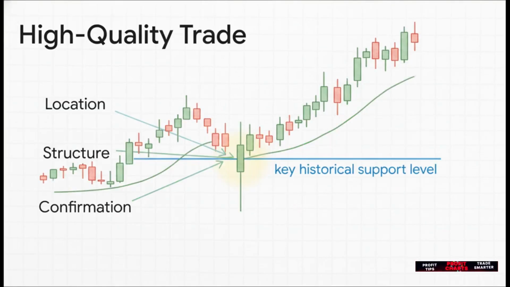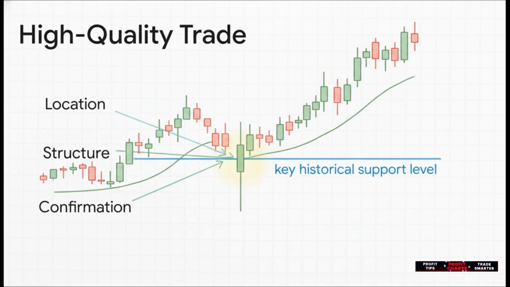But just touching the band isn't quite enough. We're looking for what traders call confluence, where a bunch of different factors all line up and scream the same thing. So here's our checklist. First, location. Does the price pull back and touch the Supertrend band? Check. Second, structure. Does that exact spot also line up with a major horizontal support or resistance level from the past? Check. And third, confirmation.